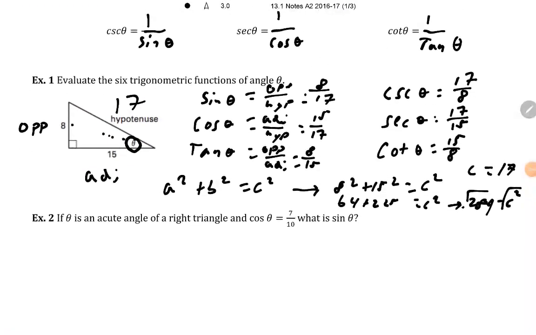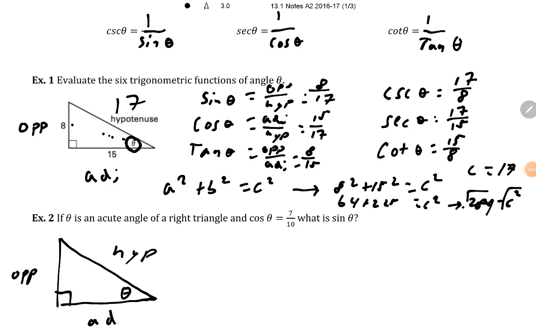Example 2. If theta is an acute angle of a right triangle and cosine of theta is 7 over 10, what is sine of theta? So let's go ahead and draw a right triangle. Here's theta, here's a right angle, here's opposite, here's the hypotenuse, here's the adjacent side.